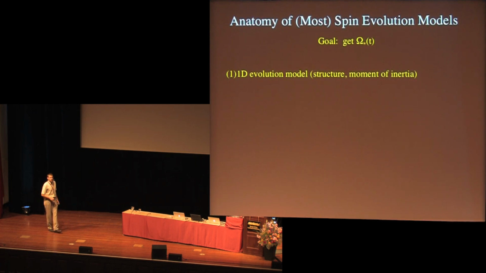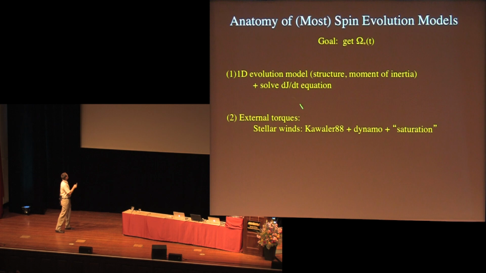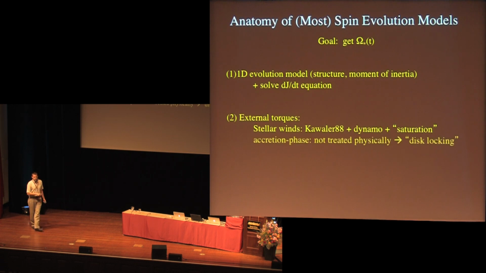And so these always start with a 1D stellar evolution model in order to know how the structure and moment of inertia of the star evolves, and at the same time solve the angular momentum equation for the star, which requires that we specify what the torques are. As I mentioned, until last year, all models were using this older Kawaler prescription. And for stellar winds, during the accretion phase, almost all models don't treat this at all physically. They assume a constant rotation rate for some amount of time and then start solving the angular momentum equation, which is usually called disk locking, but I like to call it the we just don't know what's going on here yet phase. Because it might not be due to this. We don't know what it's due to.